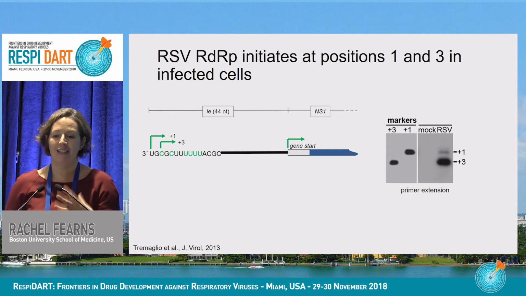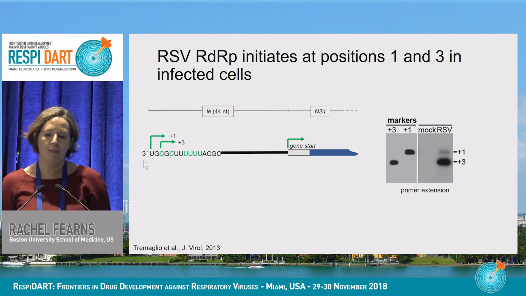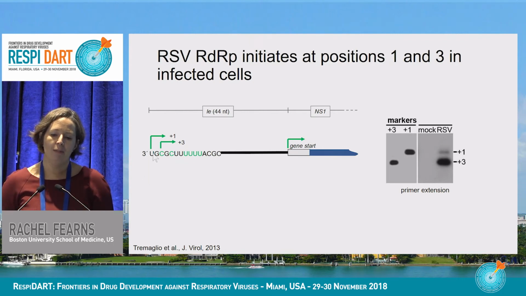And what's quite gratifying is that everything that we look at in cells is also matched by what we see in vitro too. So here are a few examples. So we know that the RSV polymerase actually initiates at 2 positions in the promoter. So it will initiate replication opposite position 1U, and it initiates transcription opposite position 3C. And you can see that here.